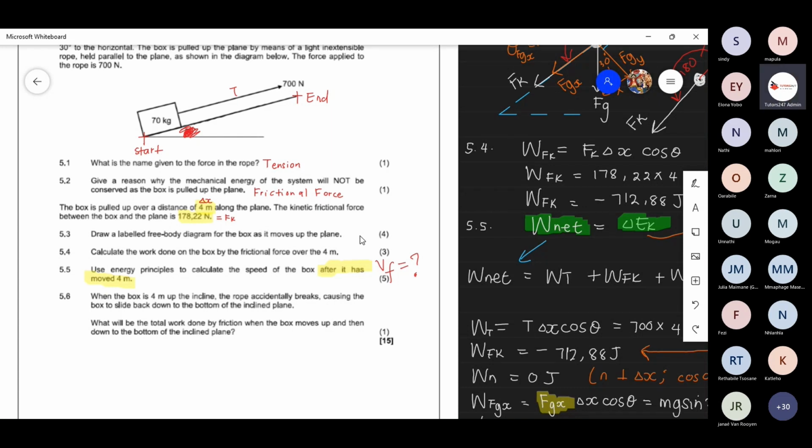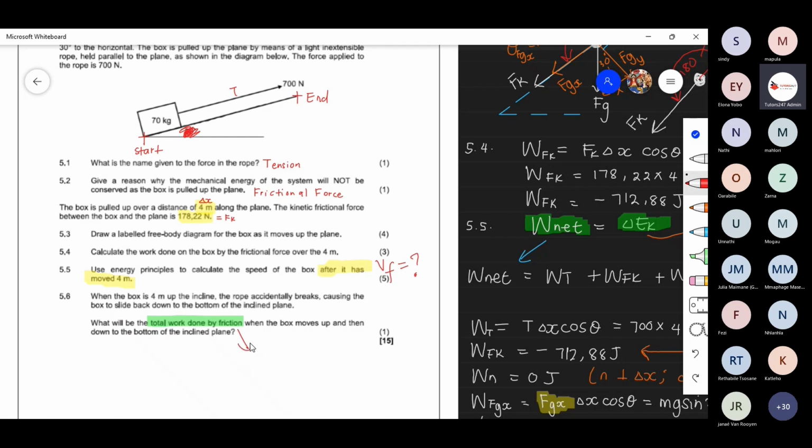Okay, let's read that one more time. What will the total work done by friction be? Okay, so we now need to calculate the work done by friction, right? So let us just put this in. Let's highlight this. So the total work done by friction.